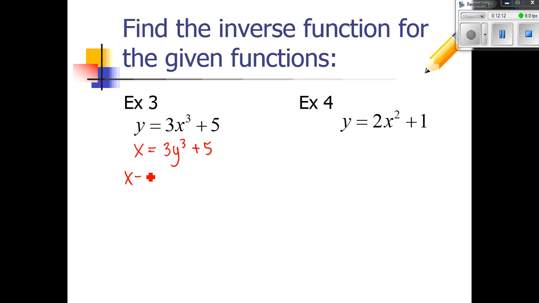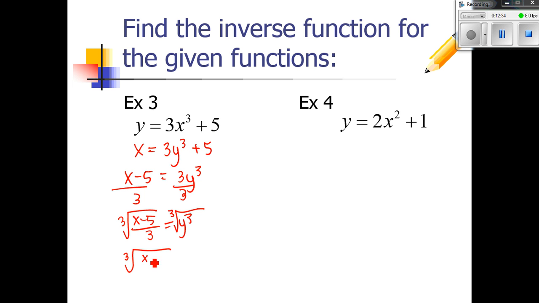Subtract your 5. Trying to get y alone, so we've got to get y cubed alone first. So we're going to divide by 3. And now, in order to get rid of a cube, we have to take the cube root. And so the cube root of (x minus 5) over 3 is equal to y to the negative 1, because this is the symbol, again, that says we have an inverse.